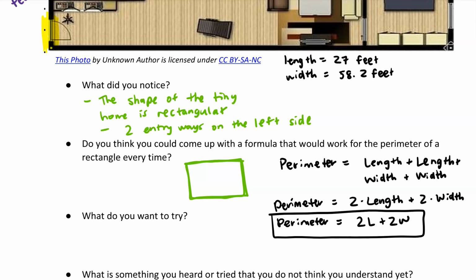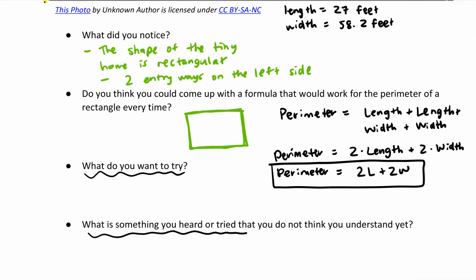Okay, so I'm going to leave it up to you to answer these next two questions. What do you want to try? And what is something you heard or tried that you think you do not understand yet?